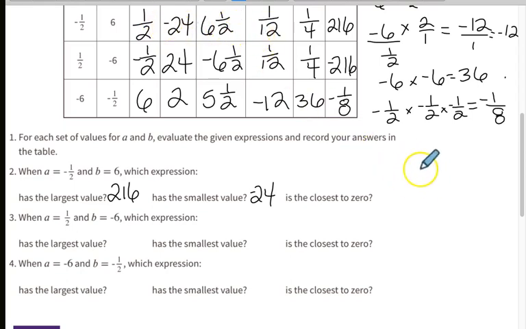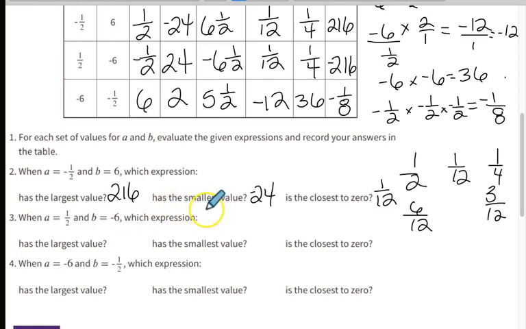Because if you think of it, if you have 1/2 and 1/12, we need to make equivalent fractions. 1/2 is the same as 6 over 12, and 6 over 12 is larger than 1 over 12, so that would be farther away from 0. 1/12 and 1/4, same type of concept. If I want to make 1/4 out of 12, that would be 3/12. 3/12 is farther away from 0 than 1/12 is. So our closest to 0 is 1/12.